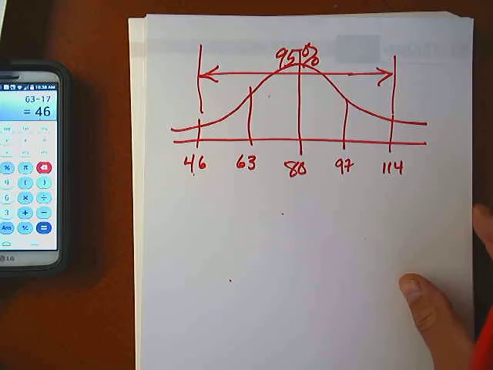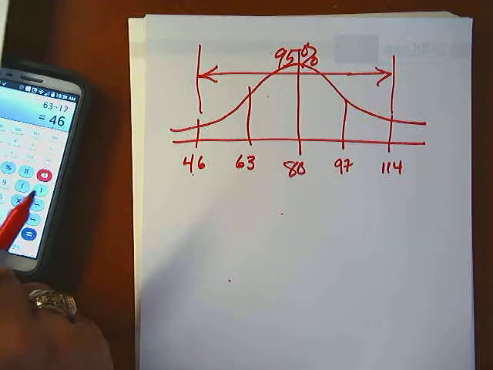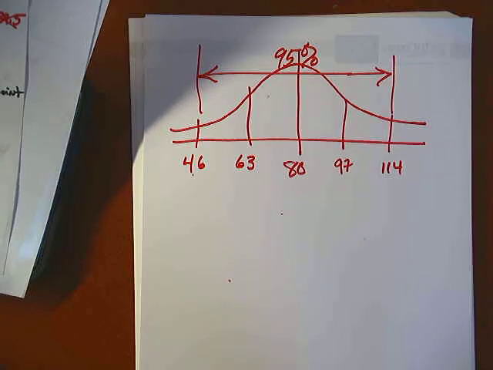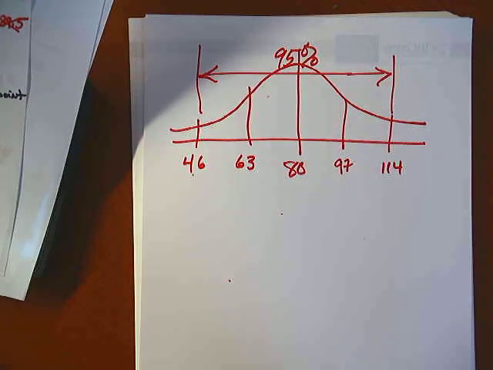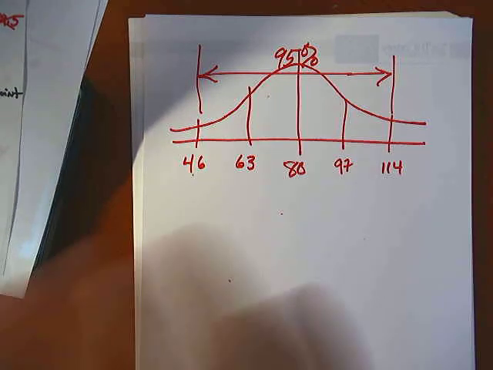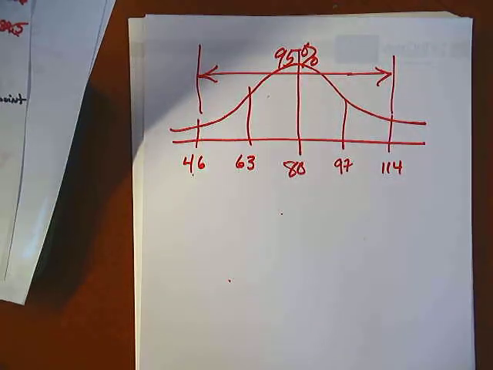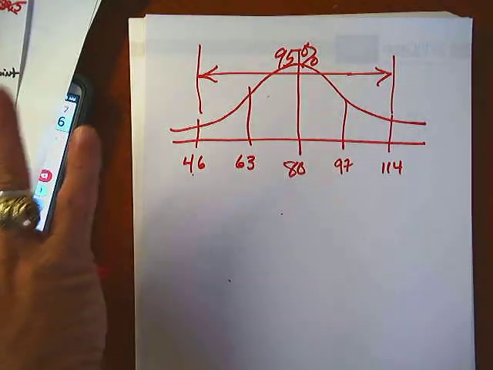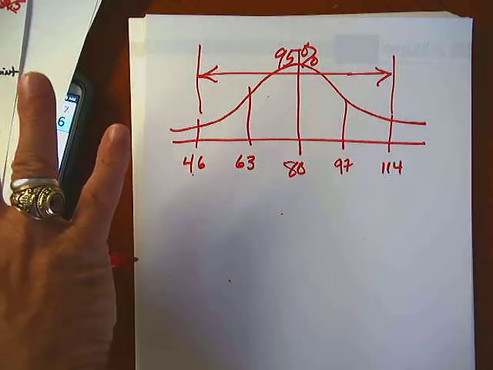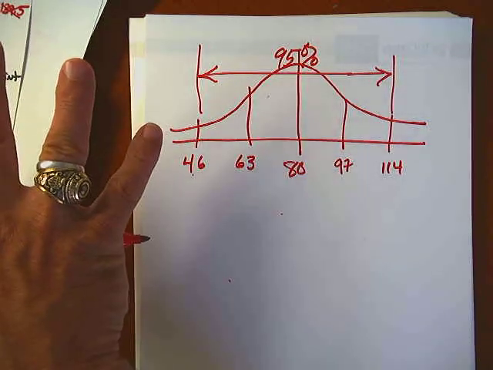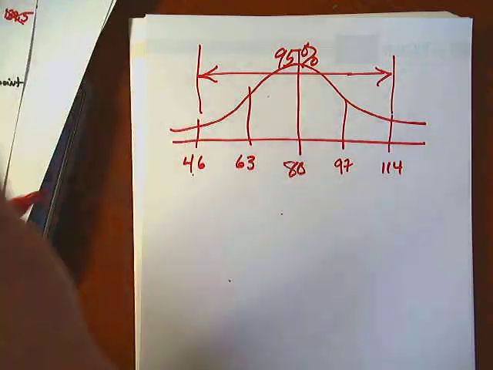So 80 plus 17 would be 97, and then 17 plus 97 is 114. 80 minus 17 is 63, and minus 17 is 46. So 95% is going to fall between the scores of 46 and 114.